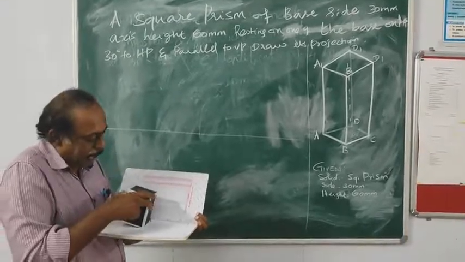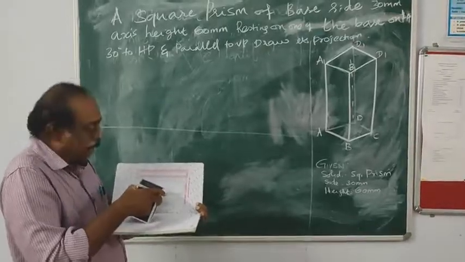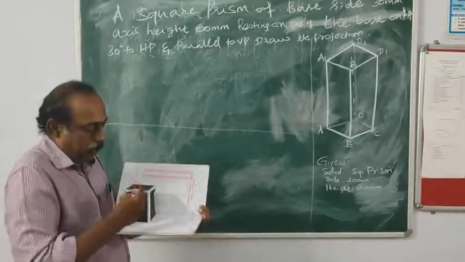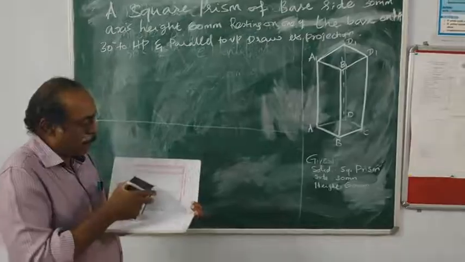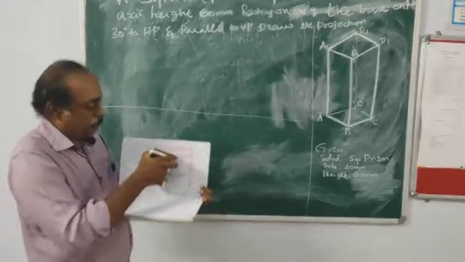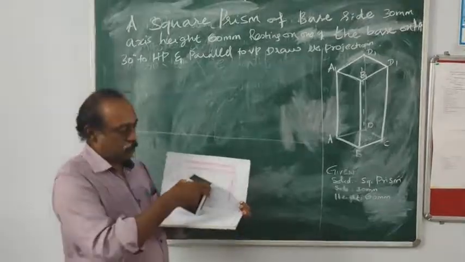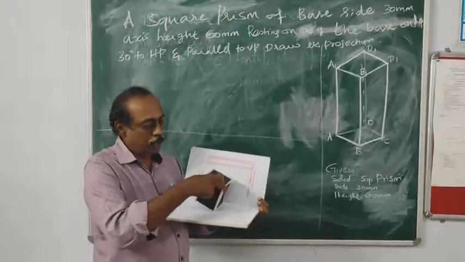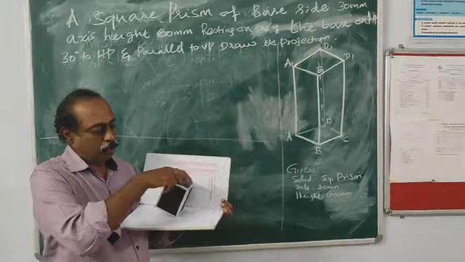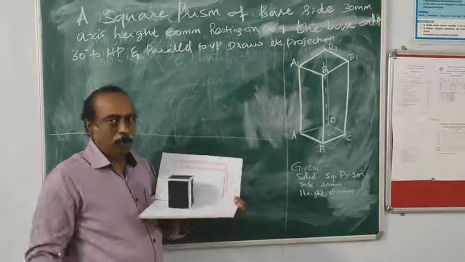The axis is inclined 30 degree to HP, that is the horizontal plane, and parallel to VP. Draw its projections. We have to see the front view and top view of the object like this. So first we have to draw the simple position.